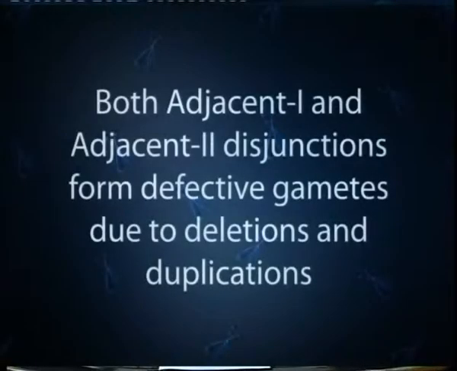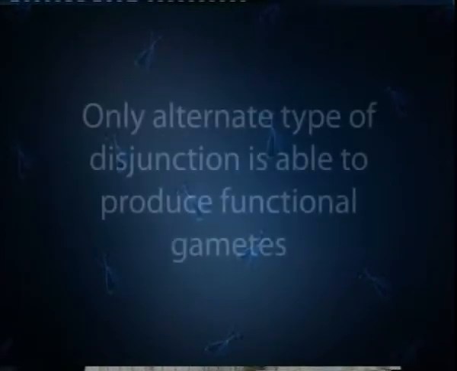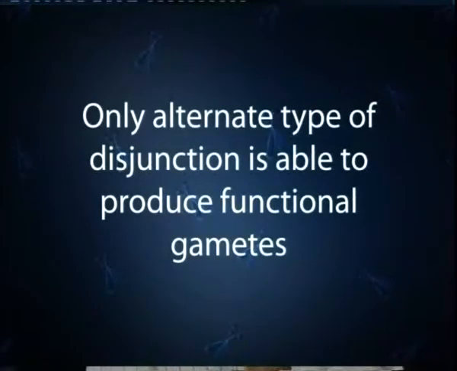Genetic consequences of translocations. As far as the meiotic behavior of translocation heterozygotes is concerned, we have seen that both adjacent 1 and adjacent 2 types of disjunction result in the formation of defective gametes due to the presence of deletions and duplications. So, because of this defect, only the alternate type of disjunction is able to produce functional gametes, and fertilization will take place only with such functional gametes.